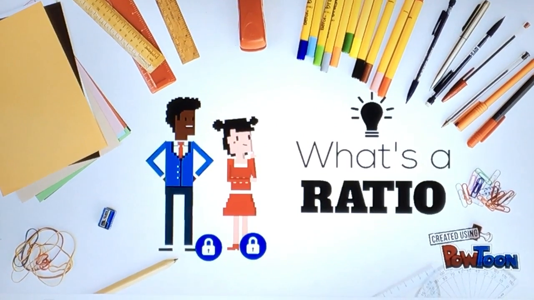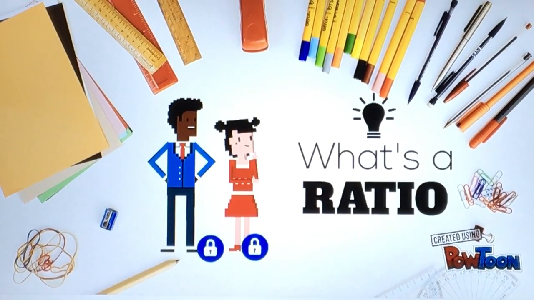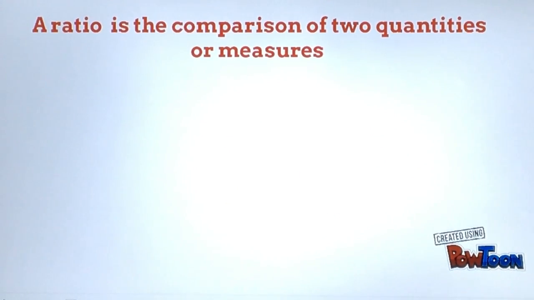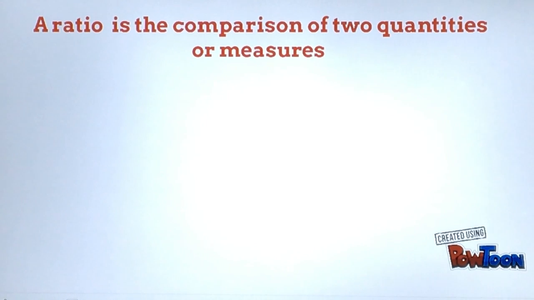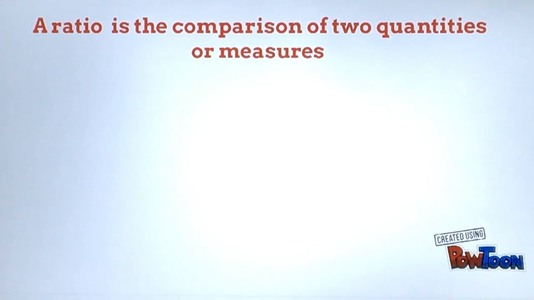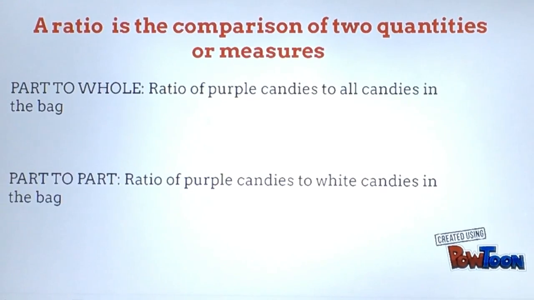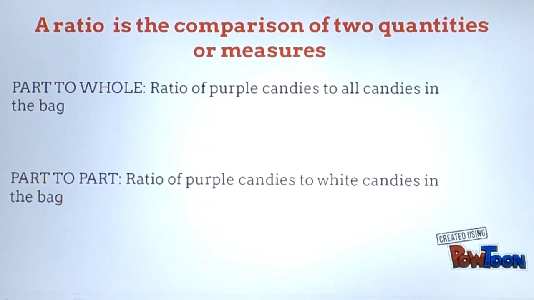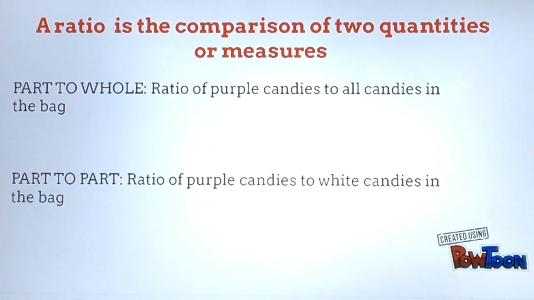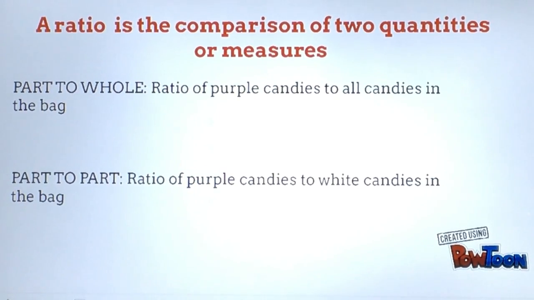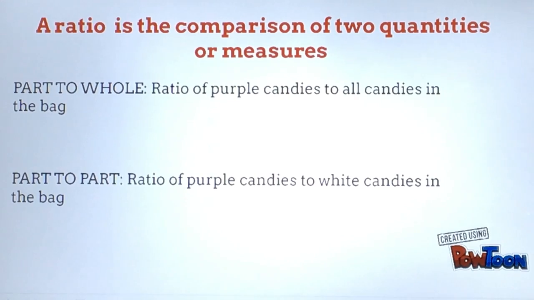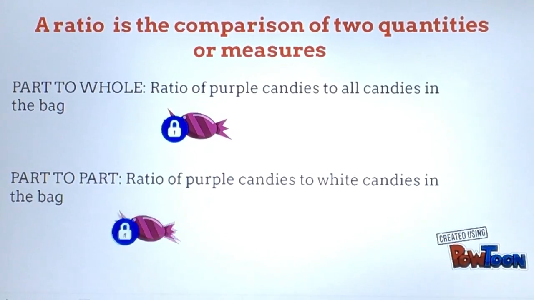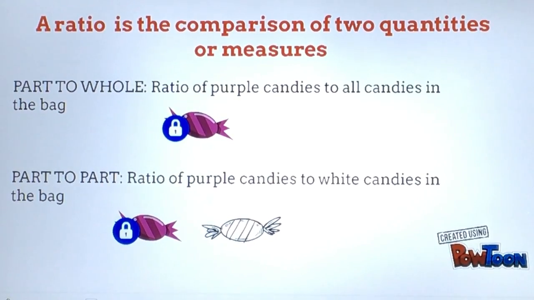What's a ratio? A ratio is the comparison of two quantities or measures. There are two types of ratios, part to whole and part to part. An example of part to whole is the ratio of purple candies to all candies in the bag. An example of part to part is the ratio of purple candies to white candies in the bag.